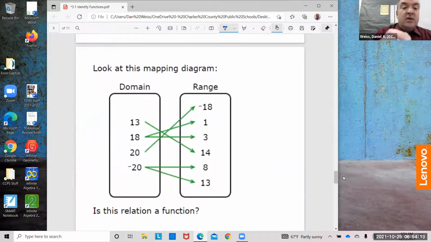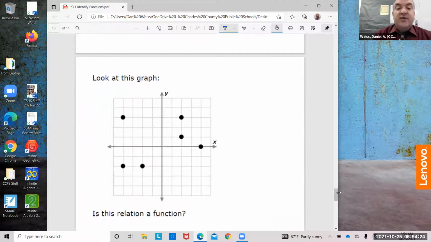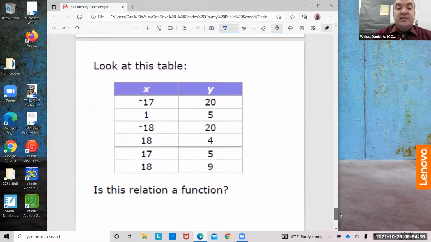Is this a function? No. The 18 repeats twice, the -20 repeats twice. Is this a function? No. Look here and look here. x repeats in 2 different places. Is this a function? No. 18 repeats. It's okay to have -17 and +17. That's okay. But to have 18 repeat twice, that's no good. Not a function.